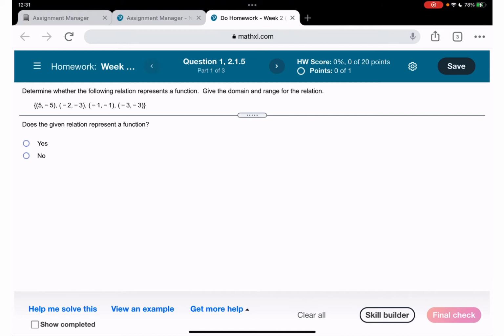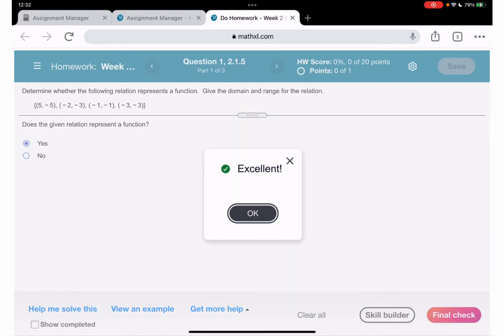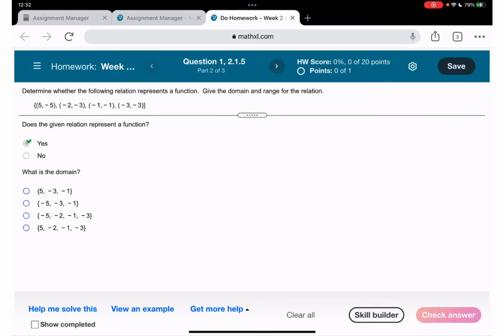So first, I'm reading first coordinate in this parenthesis. 5, -2, -1, -3. And they don't repeat. That's why we have a function. Let's check it. Bingo. Next question. What is the domain?